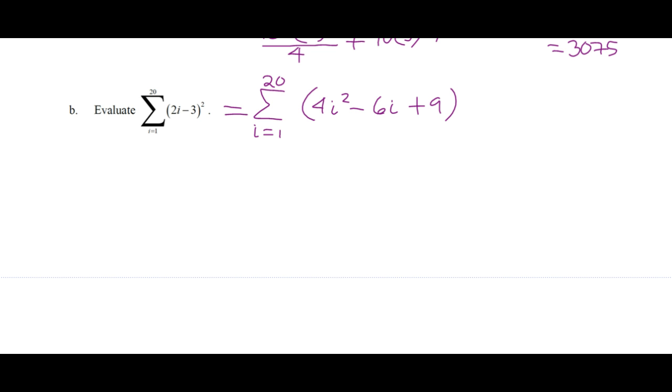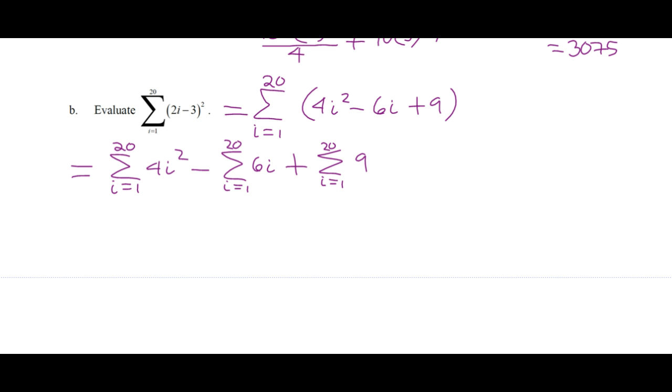Because the quantity in parentheses was squared, we have to square it. All right, cool. Now I can split that up into a sum or difference of sums. So the sum of i equals 1 to 20 of 4i squared, minus the sum of i equals 1 to 20 of 6i, plus the sum of i equals 1 to 20 of 9.